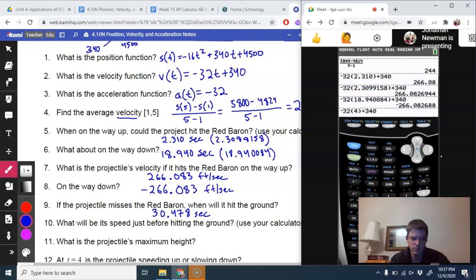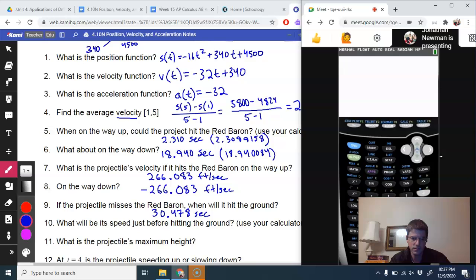Actually, clear that. Okay, second enter. So now I'm using second enter to cycle back through all the things I typed in. There it is, and I want to store that as, let's store it as A. There we go, alpha or A.